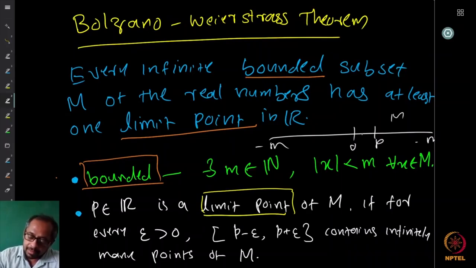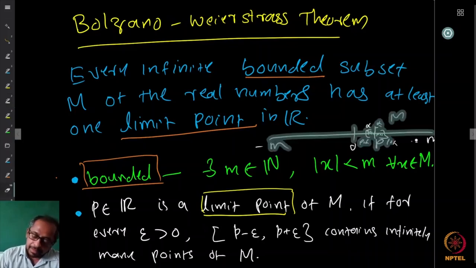If we now look at this interval, where this length is alpha and this length is also alpha, so this is p minus alpha, and this is p plus alpha. So this interval p minus alpha to p plus alpha, where alpha is any real number, contains infinitely many points of M, right? The number of points of M that belong to this interval must be infinite. In that case, we say p is a limit point.